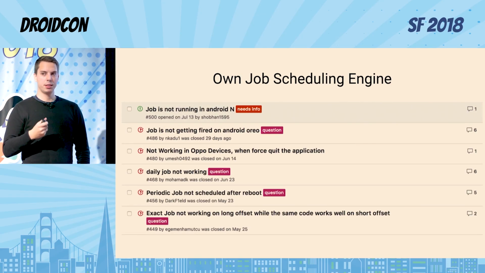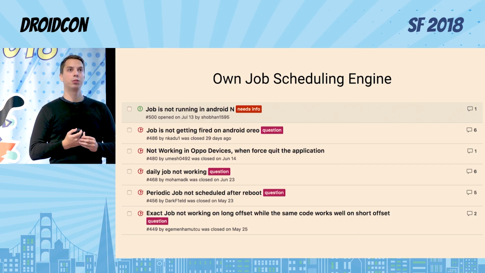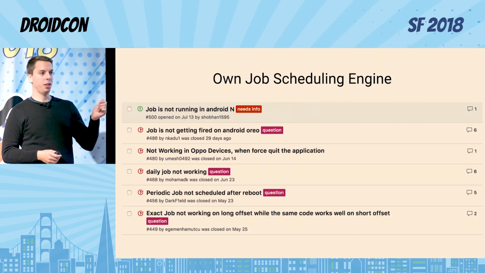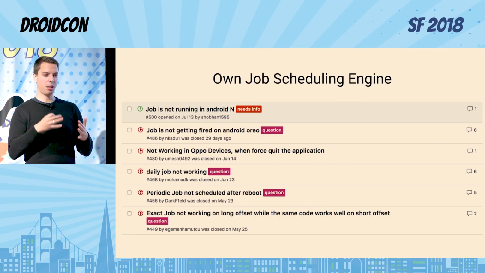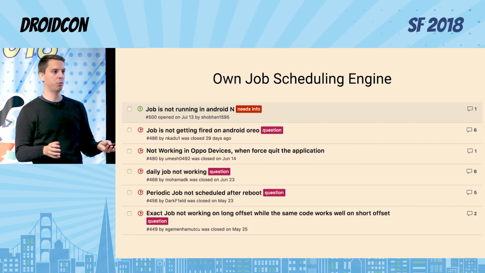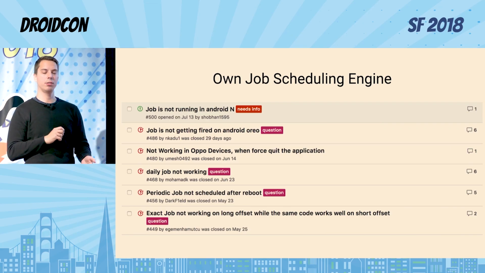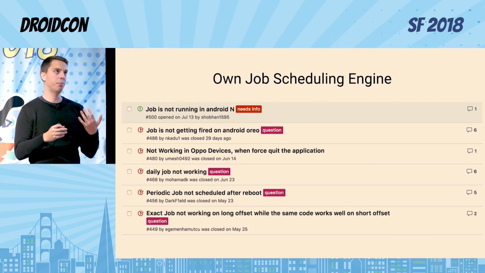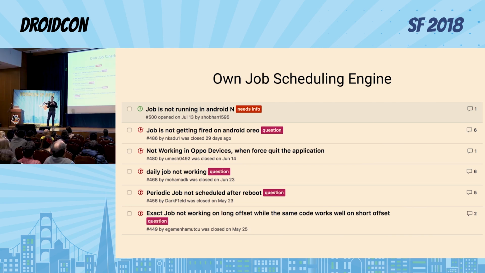One feature that I like most about WorkManager is that it comes with its own job scheduling engine. This is a screenshot of the issues inside of Android Job, and they have a common theme where people say, hey, I scheduled a job, it's running 2-3 times, but then it stops working. Why is this happening? And I don't have a clear answer to this because Android Job internally relies on the platform APIs, and they sometimes fail because they have bugs. And Google is aware of those issues, so they implemented workarounds inside of WorkManager, so they could fix this.